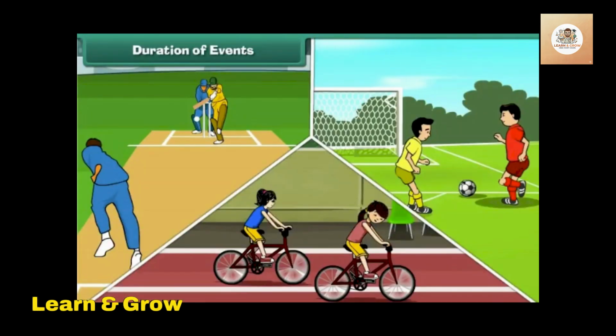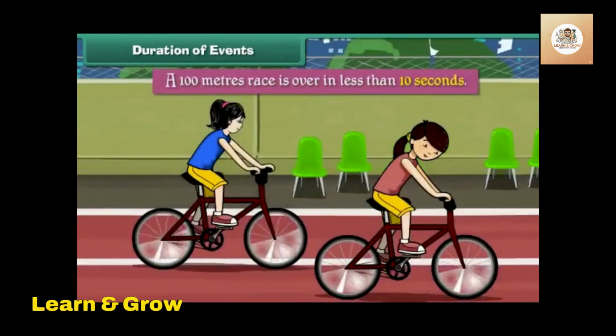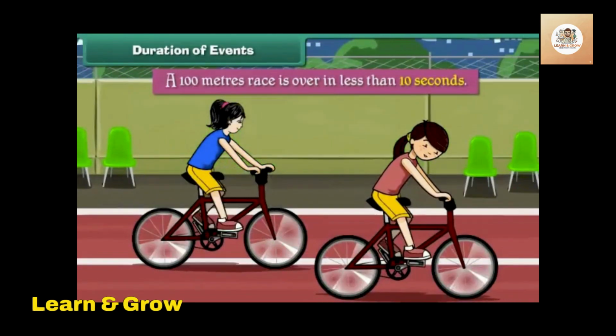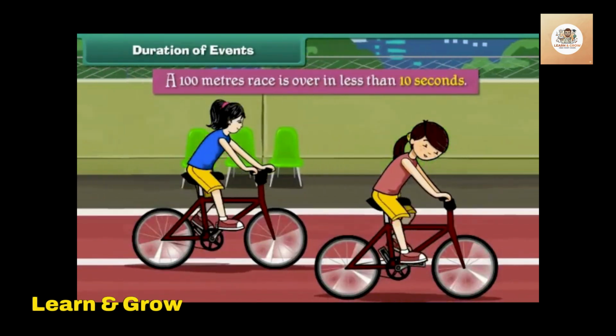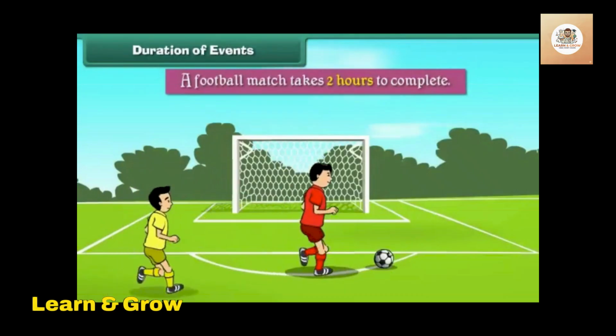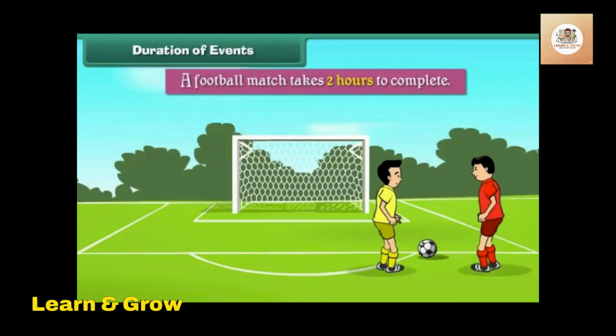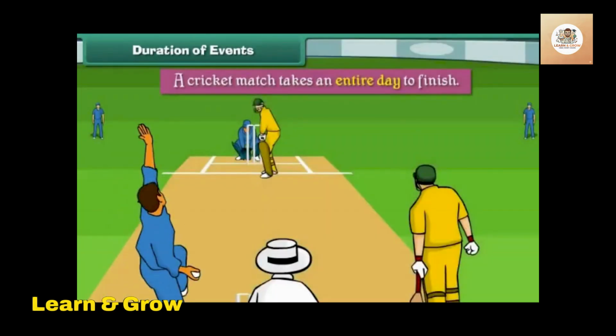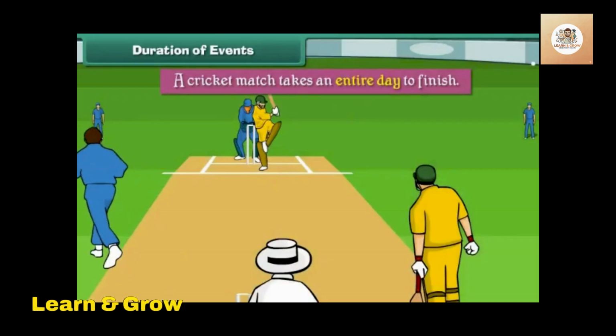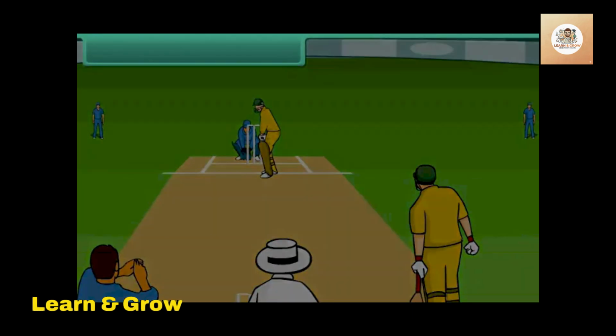Duration of events. Different events take different times for completion. A 100 meters race is over in less than 10 seconds. A football match takes 2 hours to complete. A cricket match takes an entire day to finish.